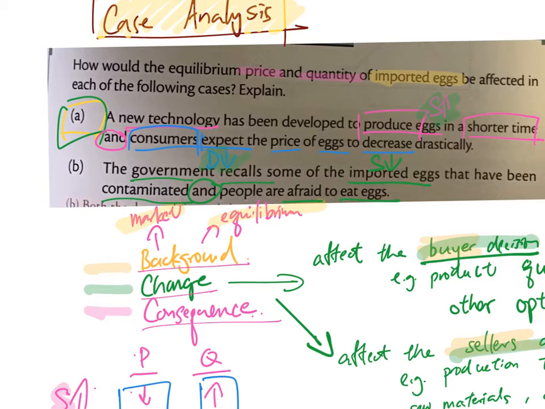And the second one: people are afraid to eat eggs. These people are consumers, because they eat eggs, they are not making eggs. So this is demand, and because they are afraid, they will eat less.